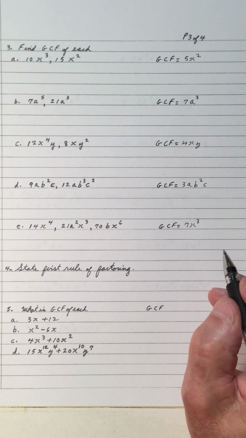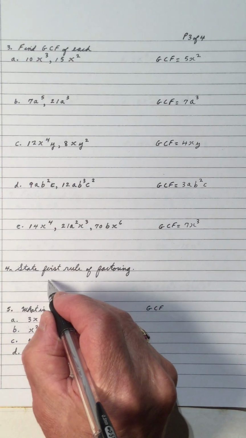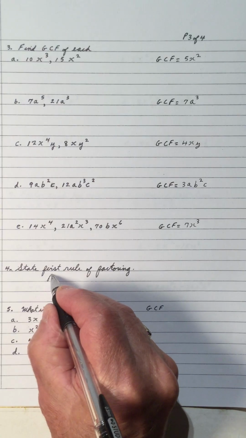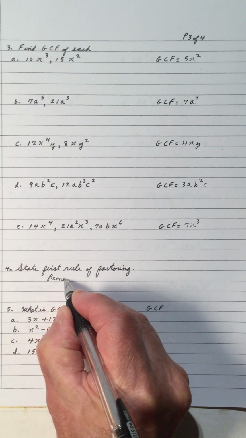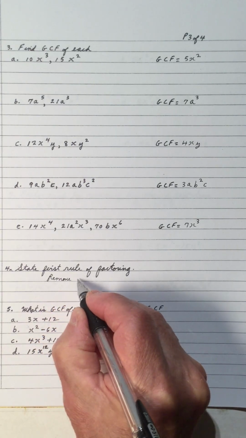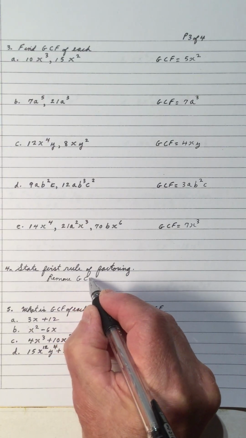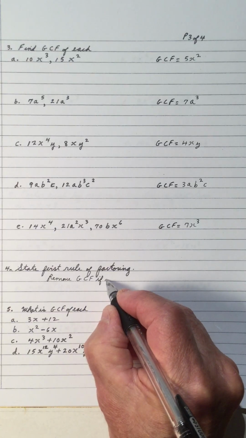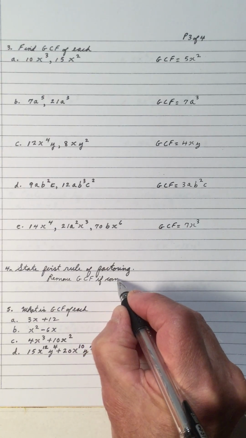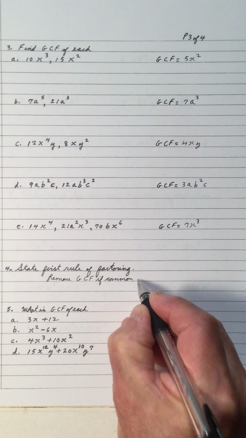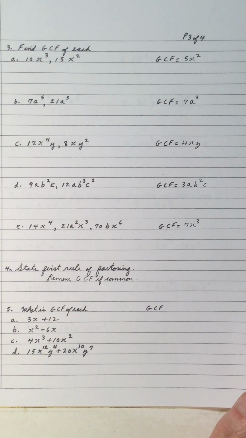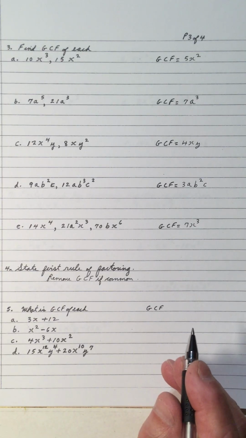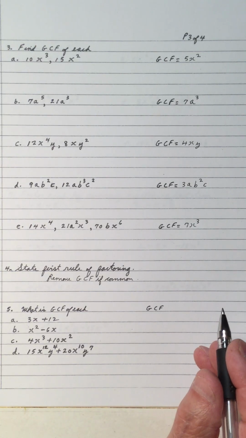Number 4, state the first rule of factoring. My first rule of factoring is remove the GCF if it's common. If there's a GCF in every term, then take it out. That's the first rule, always the first rule. Remove the GCF if there is one, if it's common to each term.